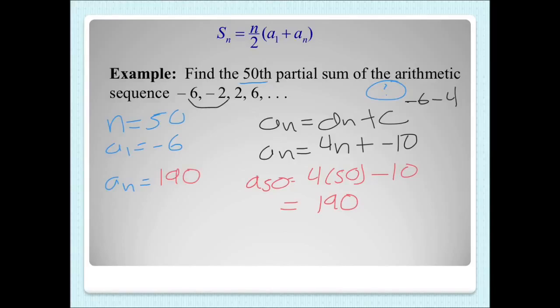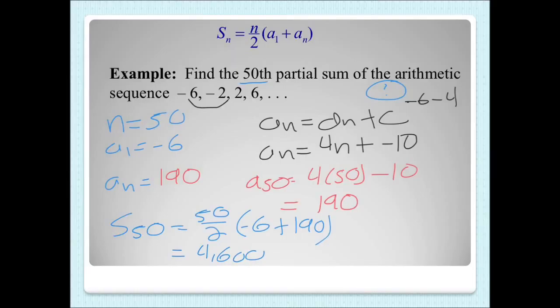To finish solving for my sum of the first 50 terms, I'm going to plug in all of this information, and we get that it's equal to 50 over 2 times negative 6 plus 190, and that simplifies to be 4,600. So again, just to recap, we didn't know one of our pieces of information that we needed to find the sum. So in order to find that piece of information, we have to use our formula for arithmetic sequence to find what's missing. We're going to look at how this is done a little differently.